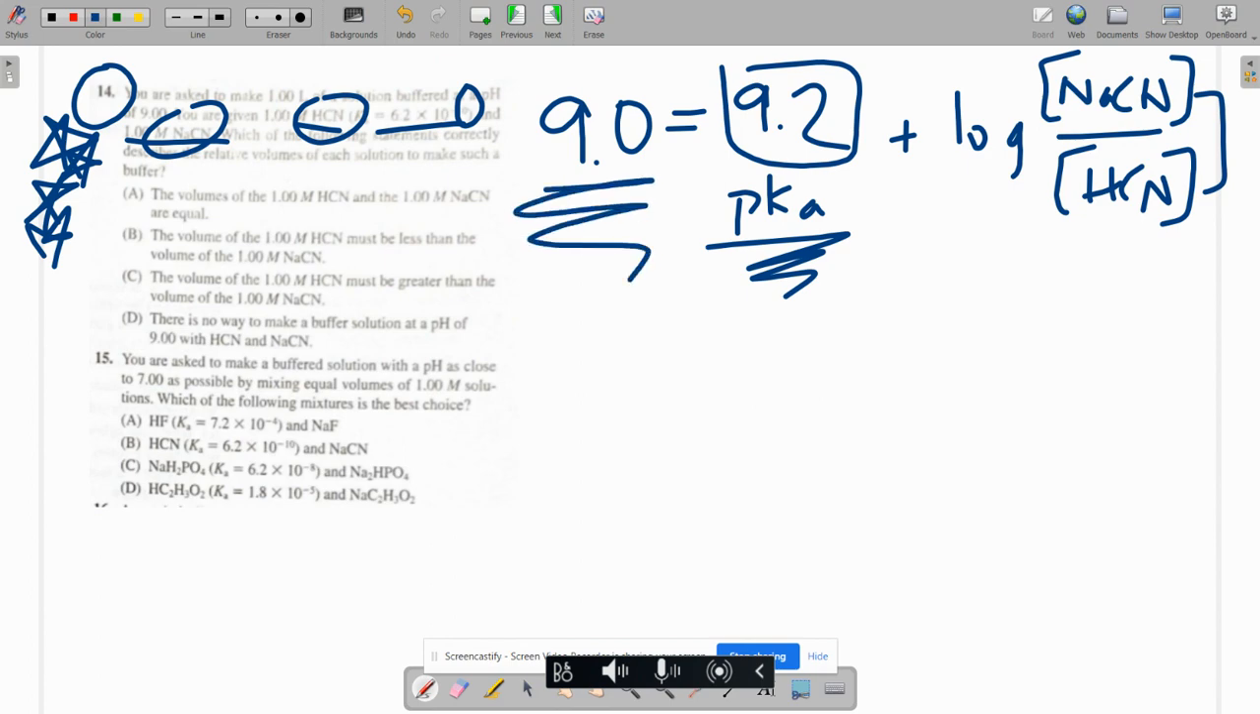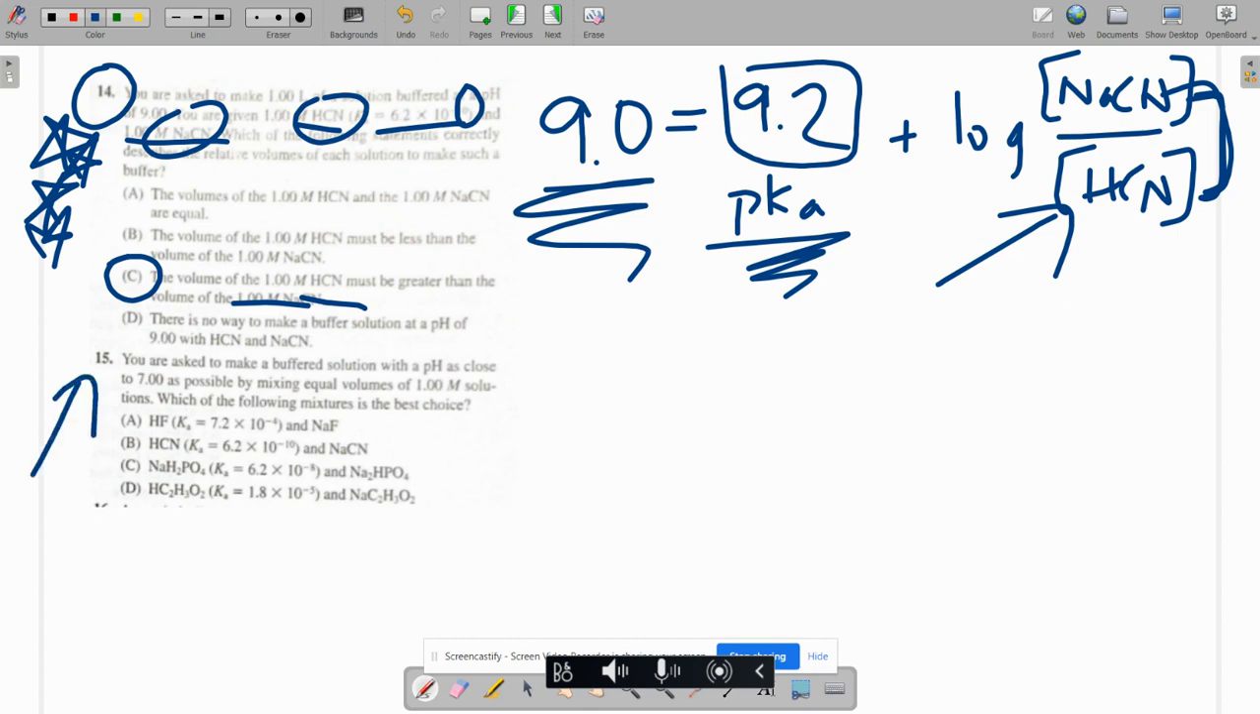Just like in the buffer lab practical, you're going to have to manipulate this ratio. So if you want the pH to go from 9.2 down to 9.0, guess what? You're going to need more acid, less conjugate base. So that's why the best answer there is letter C. The volume of the 1 molar HCN acid component must be greater than the volume of the 1 molar conjugate base. So really easy question. Definitely something you can do without a calculator.